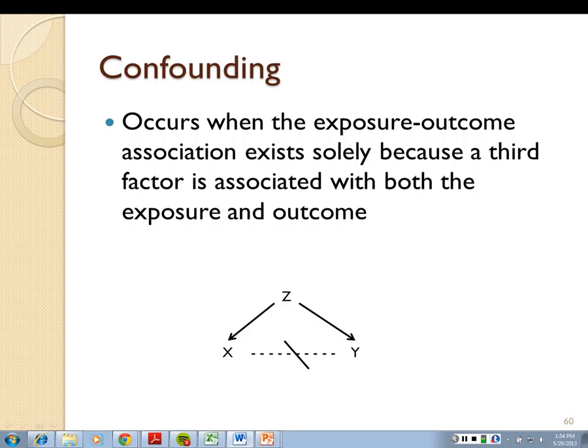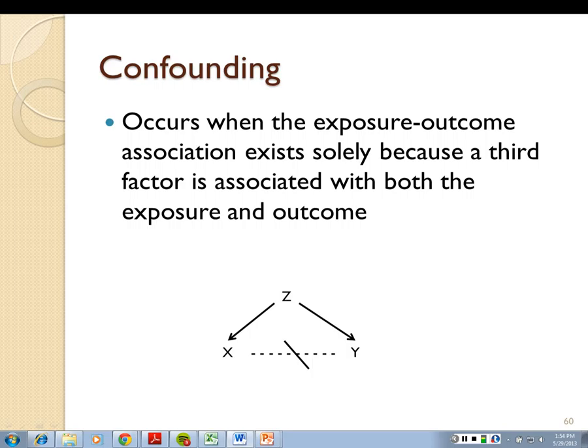So what exactly is confounding? We've been using this word a lot throughout the semester. Confounding occurs when the relationship between two variables is explained by each of their associations with a third variable. So the association between x and y is explained away when you account for z.